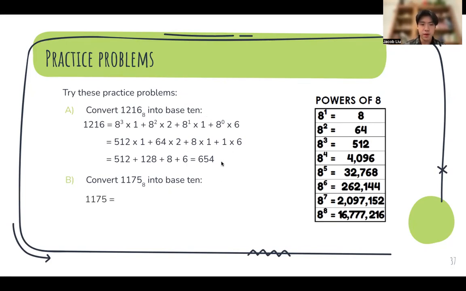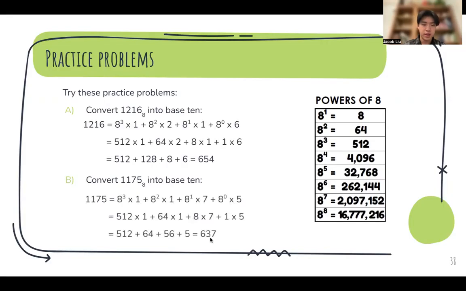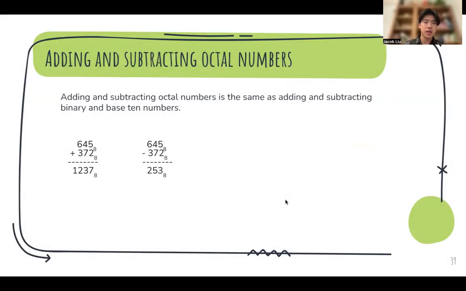For the next one, the answer would be 637. All right. Now, how about adding and subtracting octal numbers? Well, adding and subtracting octal numbers is the same thing as adding and subtracting binary and base 10 numbers.